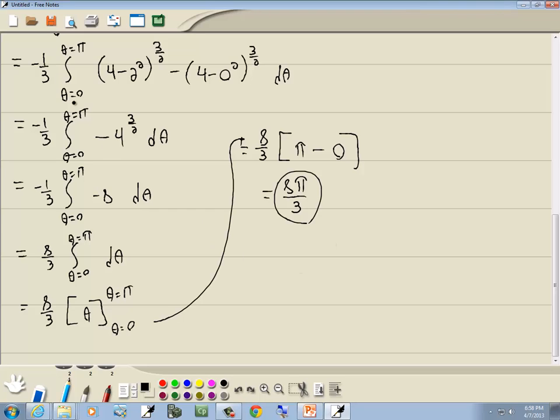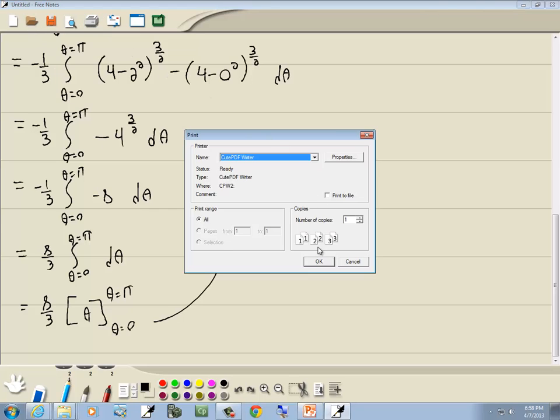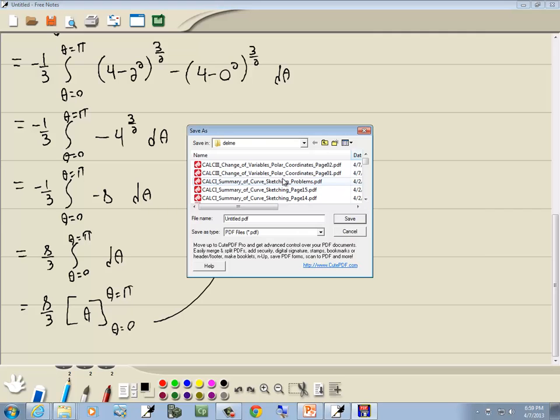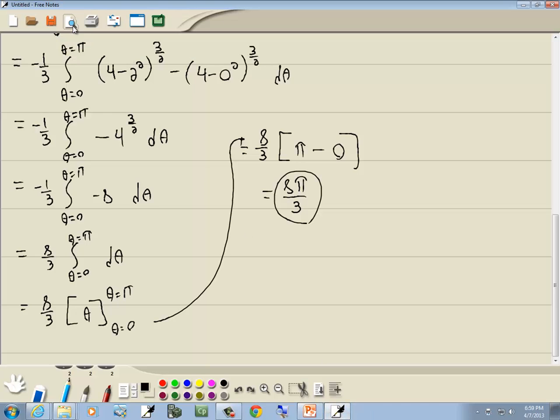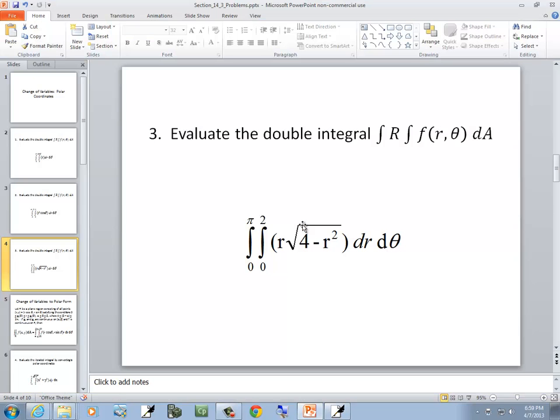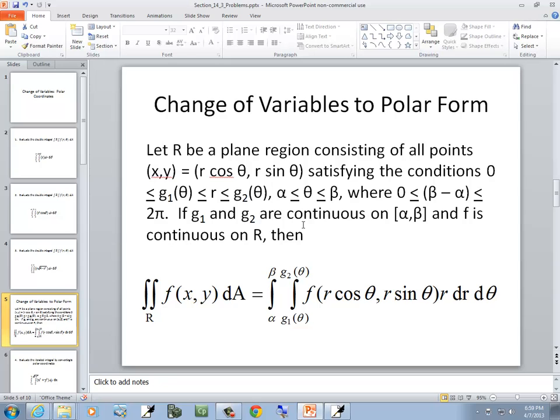Let me go ahead and save that. And let's look at our next problem. Actually, I guess we need to look at a formula first. Theorem. We'll grab a drink.